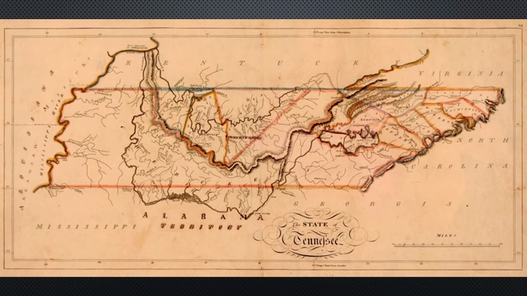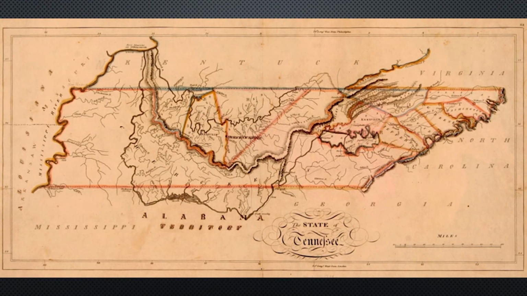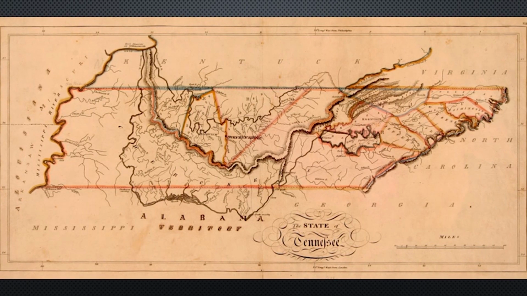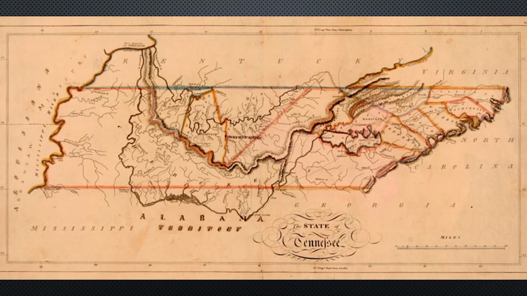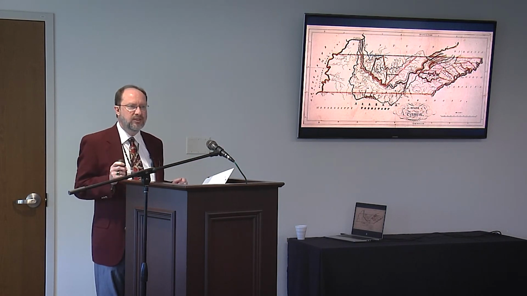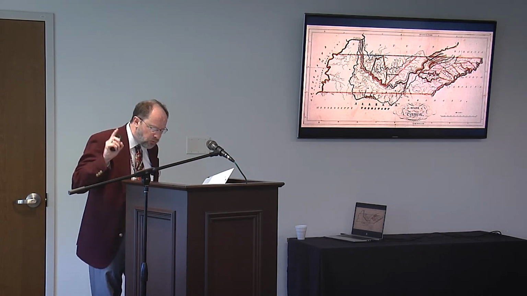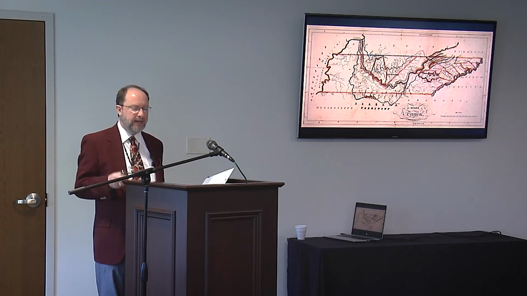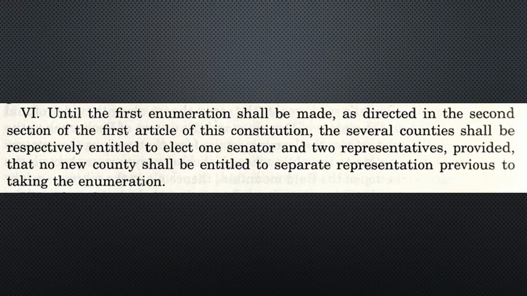1796. The first General Assembly of the state of Tennessee had 33 members, 22 representatives and 11 senators. Those numbers were not set by the General Assembly, but by the Constitutional Convention, which convened in Knoxville in January 1796. And those numbers were based on 2 representatives and 1 senator for each of Tennessee's 11 counties.